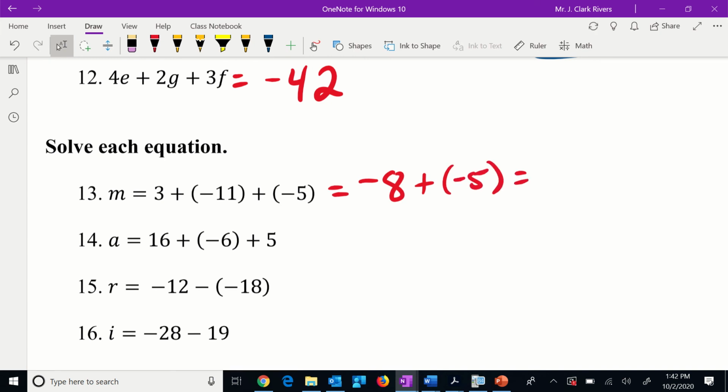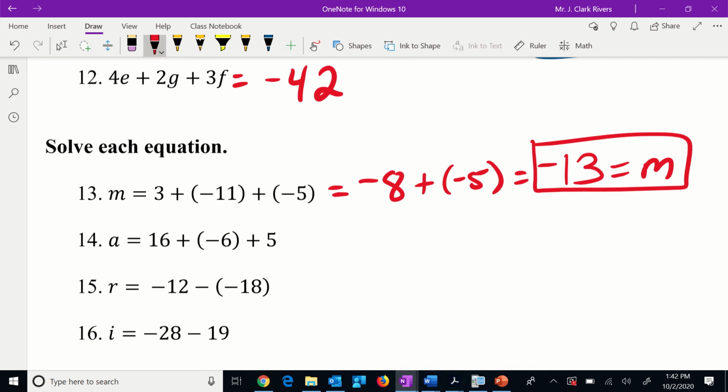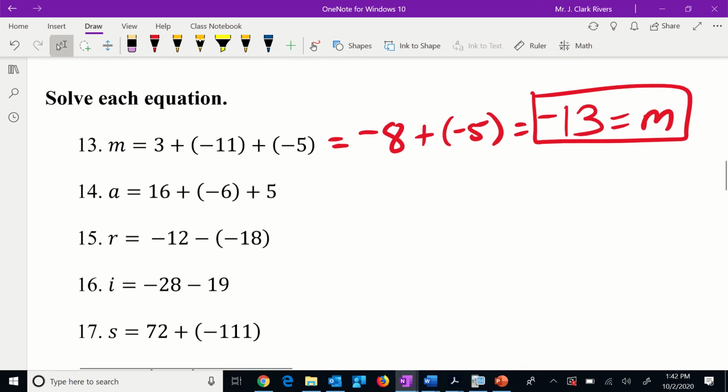Plus negative 5. We have a negative plus a negative, which is going to be negative. It's the same thing as 8 plus 5. What's 8 plus 5? It's 13, except the signs are different. So it's negative 13. Oh, we should write equals m. Equals m. There we go. Boom. I won't count off if you don't put the variable in there, but it's a good habit to be in where you write the variable equals whatever your answer is, whatever your solution is.